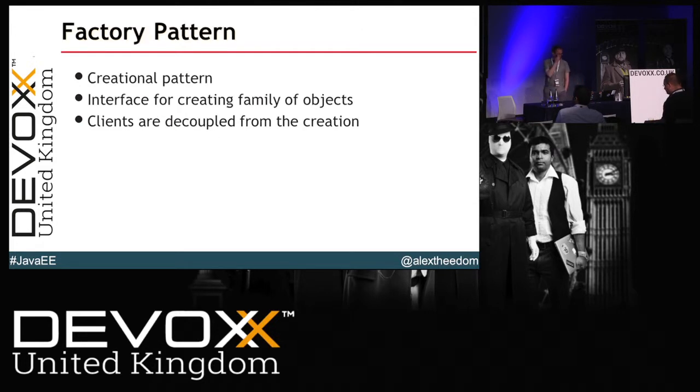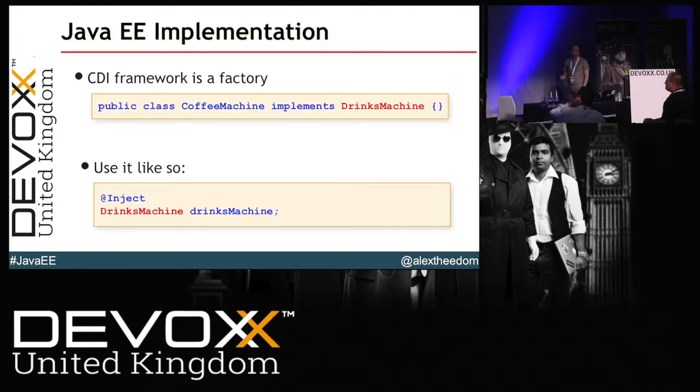So let's have a quick look at the factory pattern. This is a creational pattern that creates a series of objects. The important thing here is that the creation is decoupled from the client. And this is what the CDI framework gives us. The CDI framework is effectively a factory pattern. It instantiates our POJOs, and it makes them injectable. It creates them for us, and injects them wherever it sees a qualifying injection point.